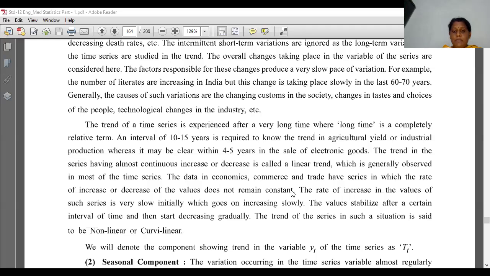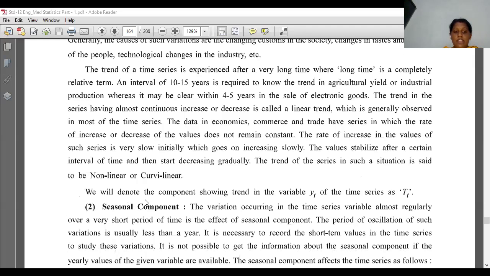The data in economics, commerce and trade have series in which the rate of increase or decrease of the values does not remain constant. The rate of increase in the values of such series is very slow initially, which goes on increasing slowly. The values stabilize after a certain interval of time and then start decreasing gradually. The trend of the series in such a situation is said to be non-linear or curvilinear. We will denote the component showing trend in the variable Yt of the time series as Tt.